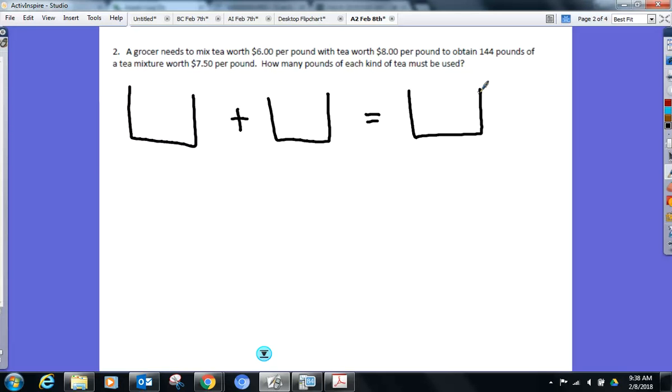All right, here you go. What do you have in the first one? Tea worth $6 a pound. So instead of percents, I know it's $6 a pound. Do I know how much tea I have at $6 a pound? Nope. So x. What's in the other one? $8 a pound. I do not know how much I have in there. But I want to make a mixture for what? $7.50 a pound, and I need 144 pounds.